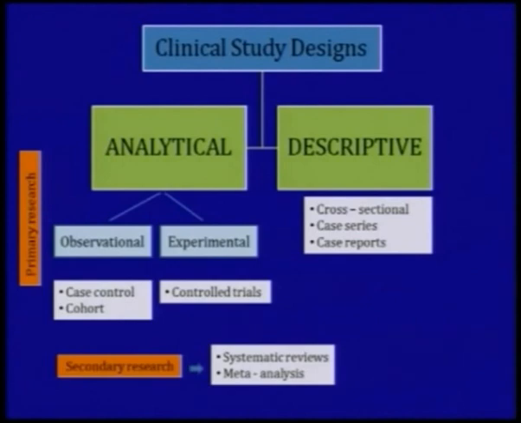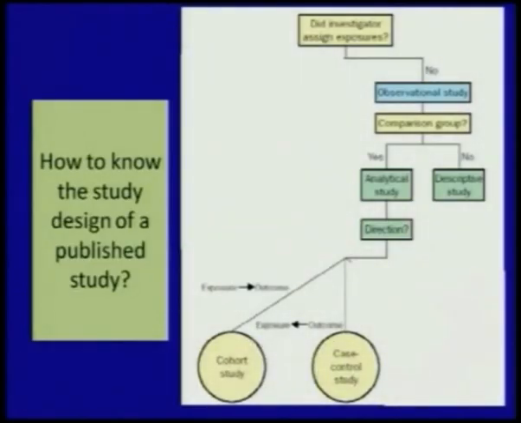So this is a broad final slide. Clinical study designs are classified as analytical or quantitative ones, and descriptive or qualitative ones. From descriptive we have 3 or 4 subtypes, and in analytical, based on whether we are going to intervene or not, we are classifying as observational and experimental. And the other group of research is secondary research based on data published previously. So if you are studying a paper and want to know what exactly the study design is, start with this algorithm.